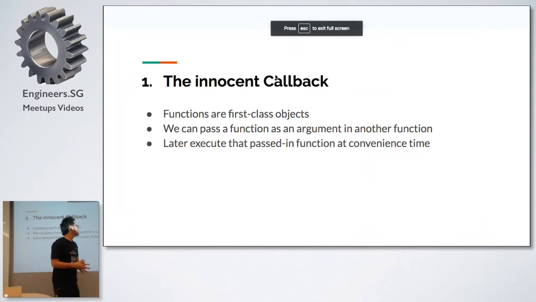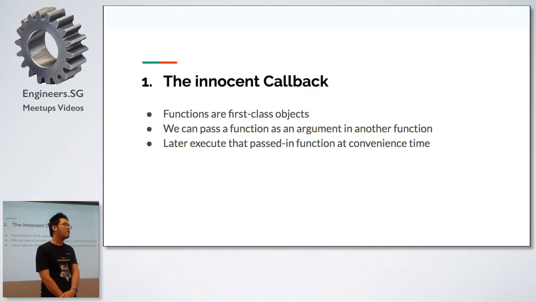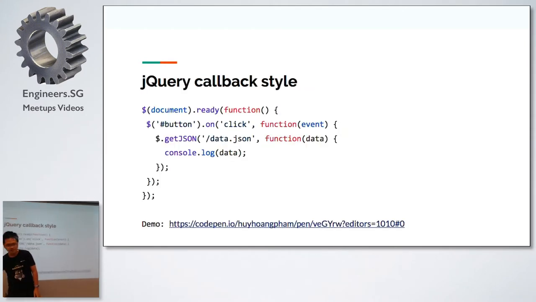So it's an innocent callback. I guess many people know about callbacks already, so I'll just repeat it again. In JavaScript, functions are first class objects, so a function is also an object, and a function can be passed as an argument to another function, and the passed argument can later be executed. So the sample code is this one.